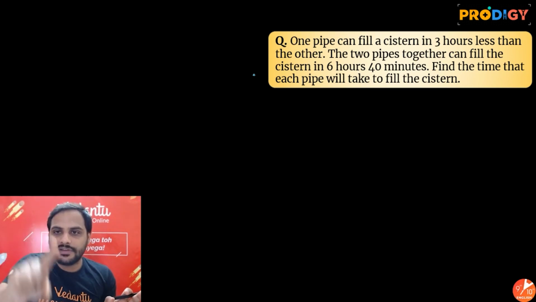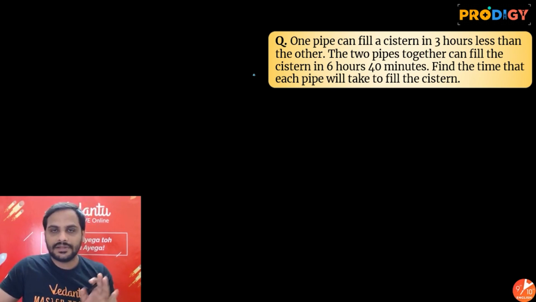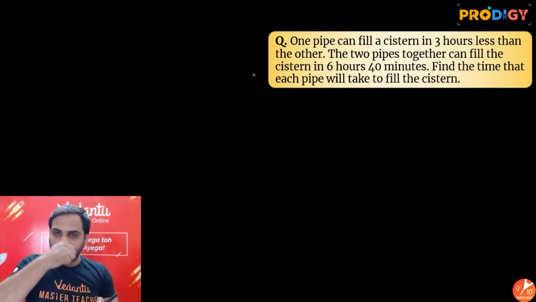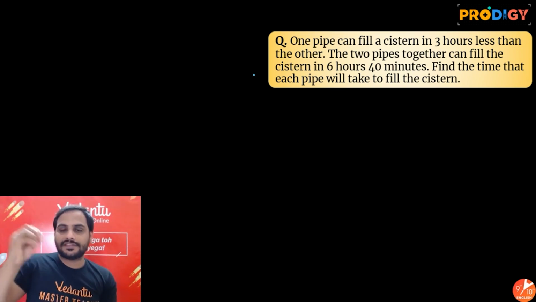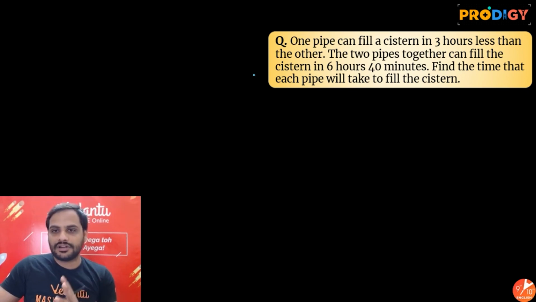Now here, let's say one pipe can fill a cistern in 3 hours less than the other. So one pipe is filling a cistern. Cistern means any container, you say. So one pipe is filling a container in 3 hours less than the other when they are working alone. Alright. So two pipes together can fill the cistern in 6 hours 40 minutes. Find the time that each pipe will take to fill the cistern.